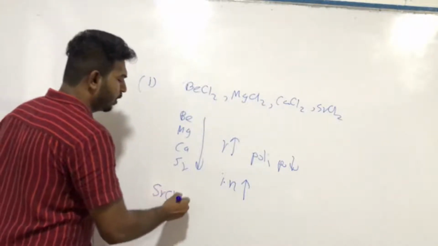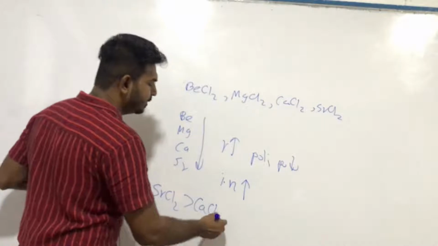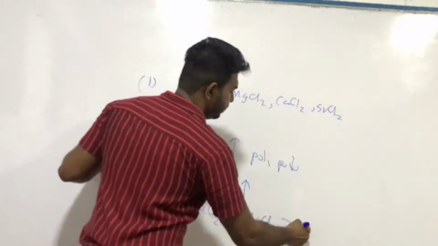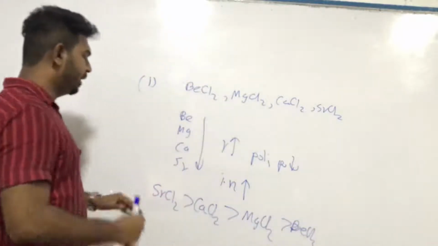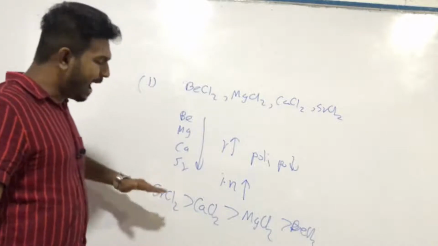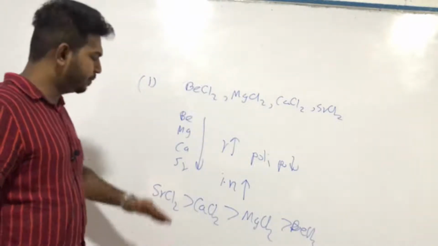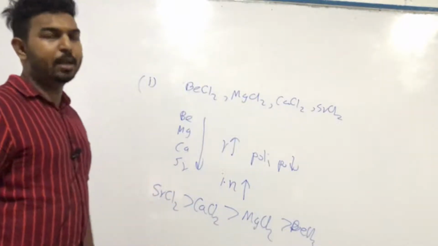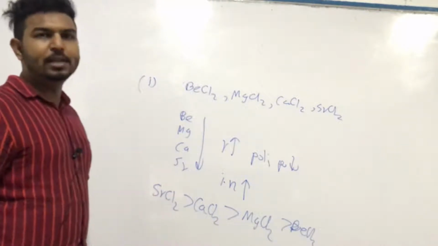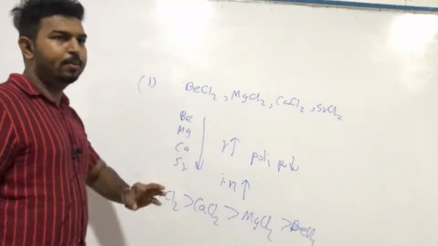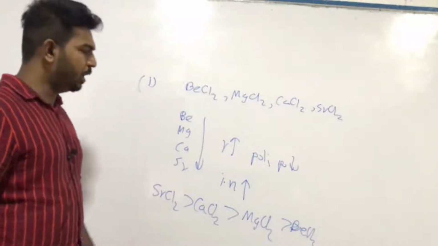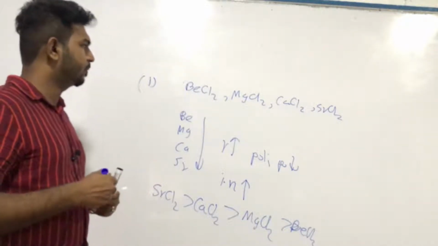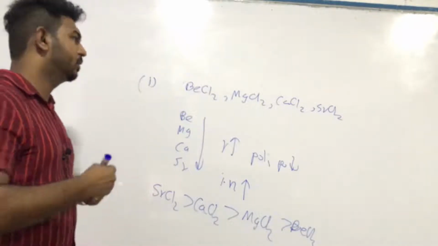Now we know, since ionic nature increases downwards the group, we can say strontium chloride has the highest ionic characteristics, and the ascending order is this. So this has the highest ionic characteristics, then highest melting points, highest boiling points, highest decomposition temperatures, then highest solubilities. So solubility, boiling point, melting point, decomposition temperature all vary according to this one. So this is an example.